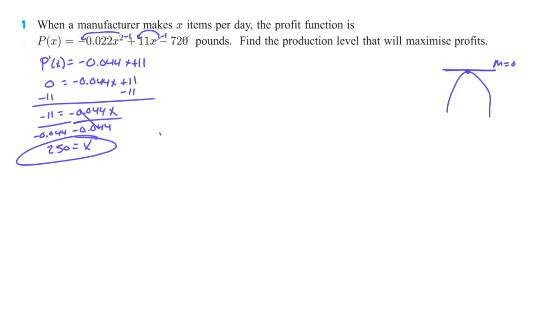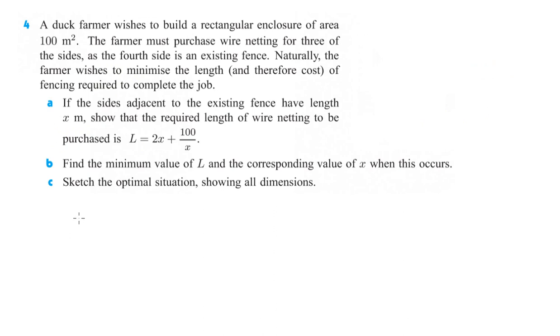Okay? All right. Moving on to number 4. A duck farmer wishes to build a rectangular enclosure of area 100 square meters. The farmer must purchase wire netting for 3 of the sides, as the 4th side is an existing fence. Naturally, the farmer wishes to minimize the length, and therefore the cost, of fencing required to complete the job. If the sides adjacent to the existing fence have length X, show that the required length of wire netting to be purchased is this.